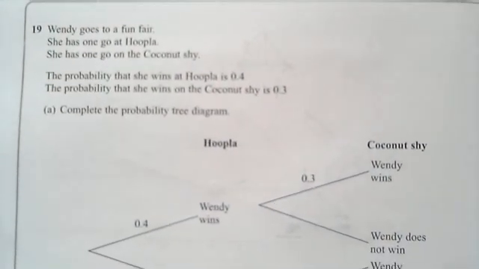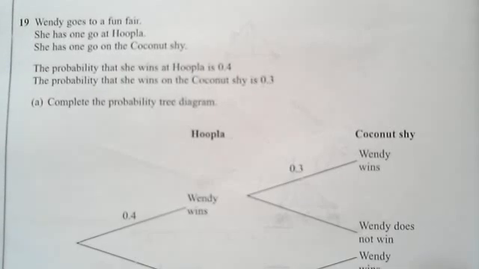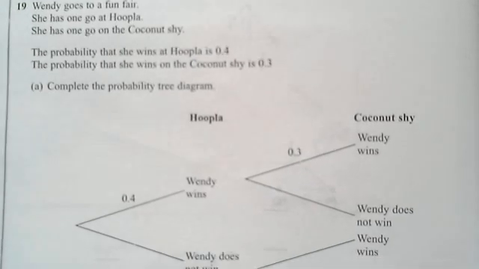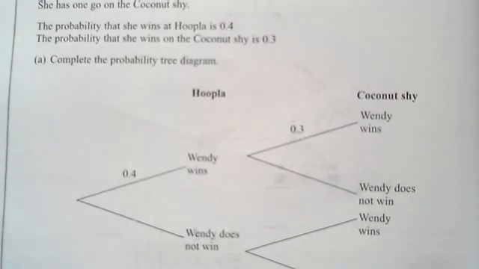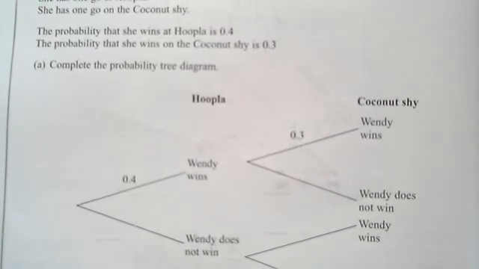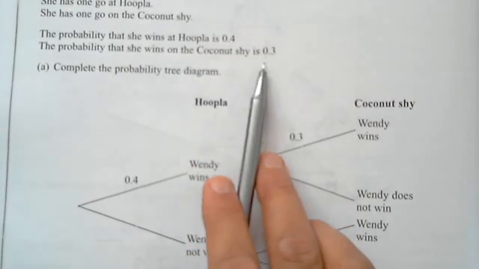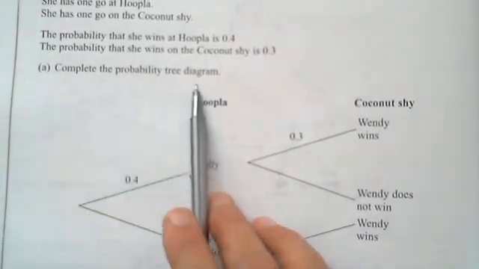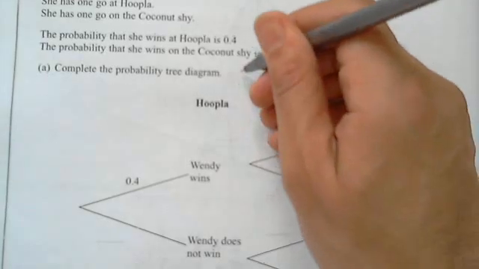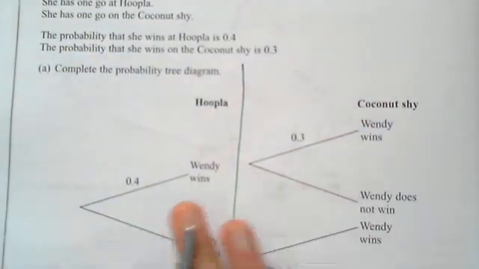Wendy goes to a fun fair. She has one go at the hoopla. She has one go on the coconut shy. Okay, so we have probability 0.4, 0.3. Complete the probability tree diagram. Now, we've got two different events: event number 1, event number 2.